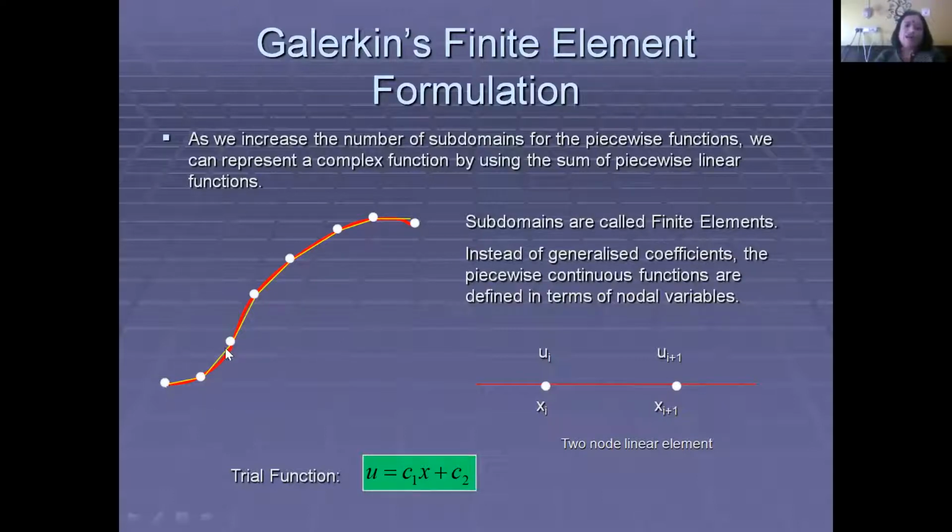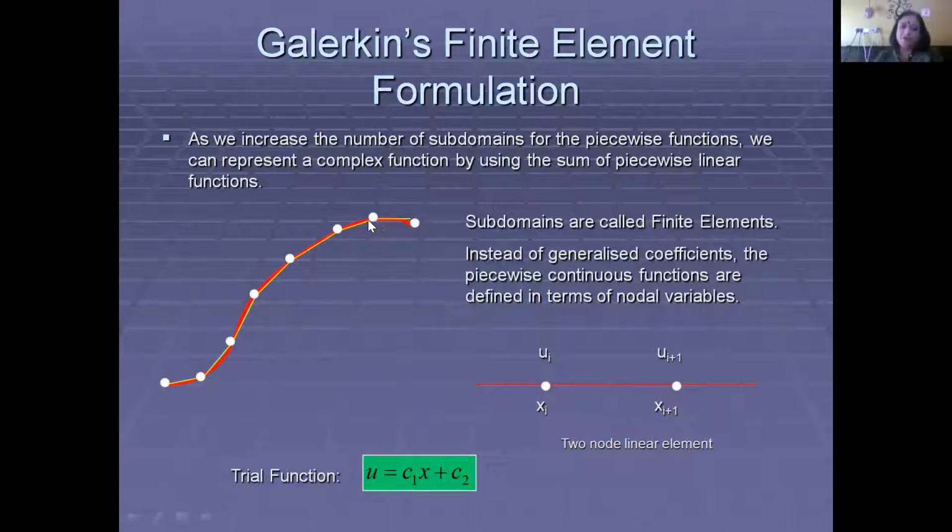But what I can do instead is break this entire region from x equal to begin to x equal to end into small elements. And over every element, I can choose a linear straight line. So in the end, my solution will be not a straight line going from here to here, but a collection of straight lines.